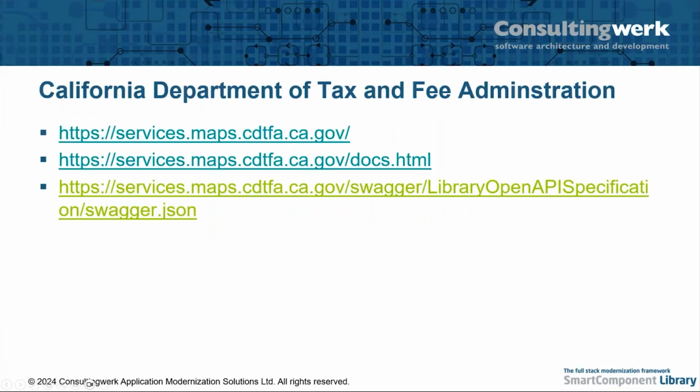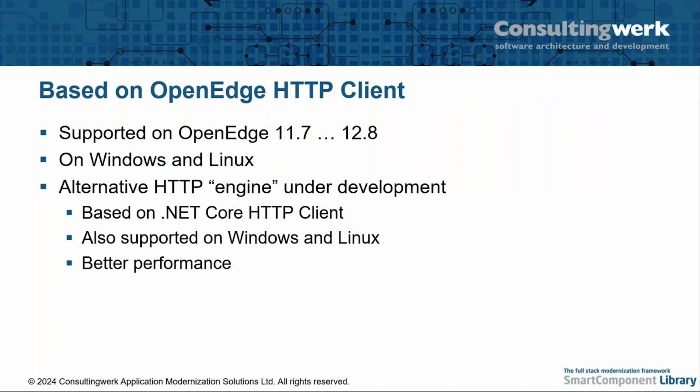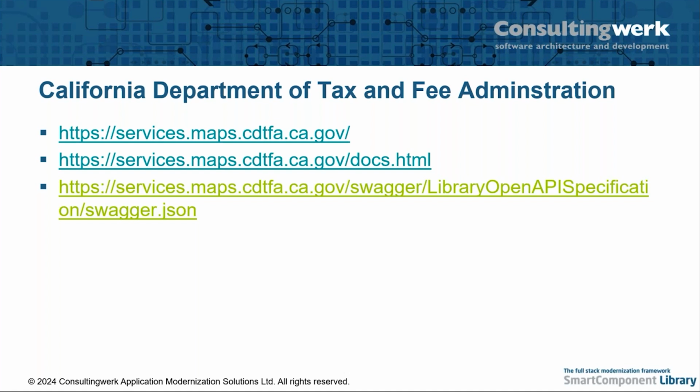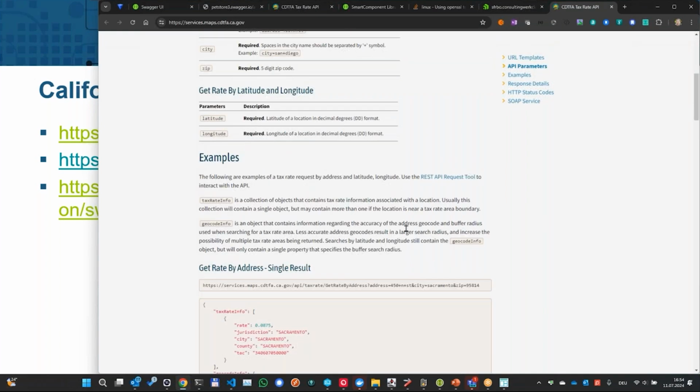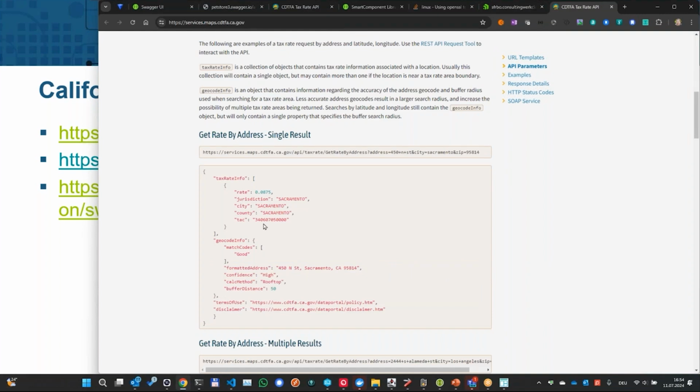Good. So another sample, which a colleague of mine sent me yesterday, because another customer said, hey, we need to talk to this REST endpoint of the California Department of Tax and Fee Administration. What this API provides is the ability to return a tax rate based on an address. Don't ask me which kind of taxes, but with that API, we can get a tax rate either by latitude and longitude or by an address. So we can look for an address in Sacramento, somewhere in California here, and we get the rate back.